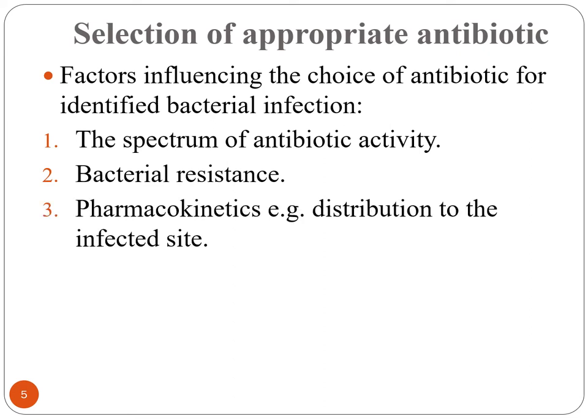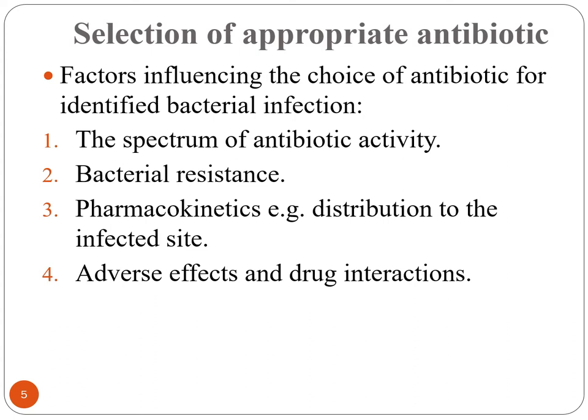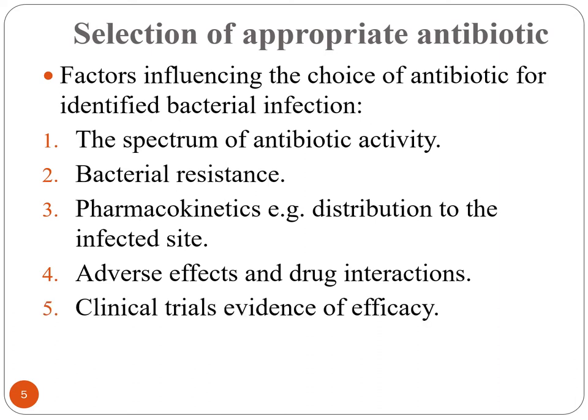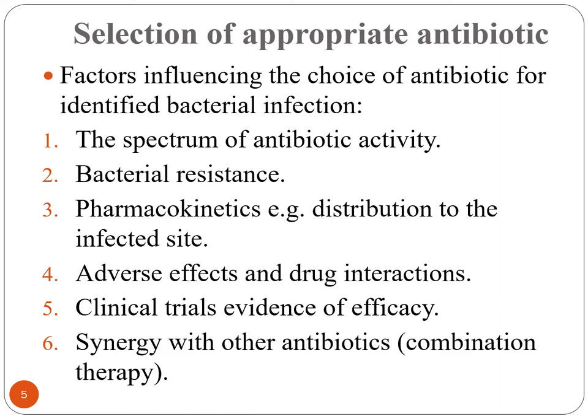Also, the pharmacokinetics of the antibiotics can influence the choice of antibiotic, such as distribution to the infected site. For example, regarding meningitis, we should choose antibiotics that we know will be distributed to the central nervous system, the spinal cord and brain. Also, the adverse effects of the drug and the drug interactions can influence the choice of a suitable antibiotic. The clinical trials evidence of efficacy can also influence the choice.